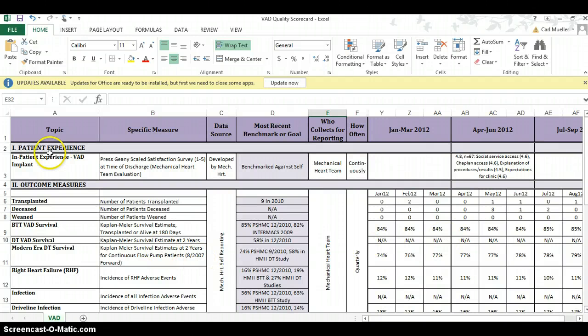So when you're looking at inpatient experience, what is the dashboard to that? Well, it involves transplants, deceased wins, survival, modern era DD survival, and right heart failure. So, those kinds of things. And going back to my first example, in County Health Rankings, what is a healthy county? Answering that kind of question.